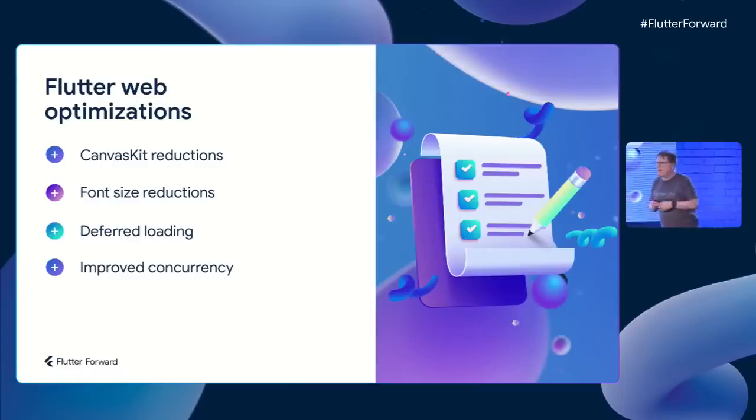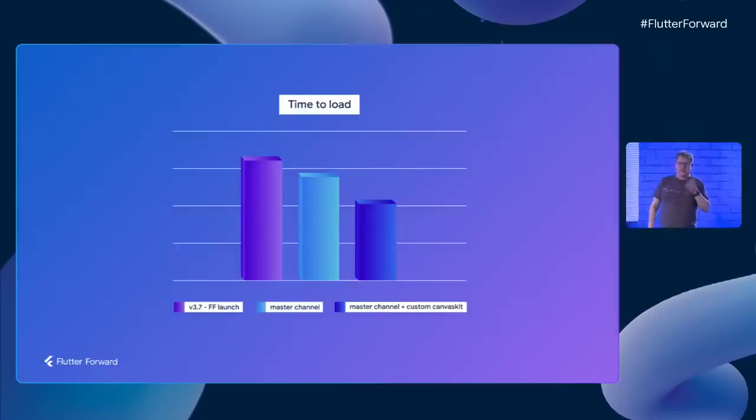And I want to show you a slide that demonstrates this in action. This is a slide that shows how we've been working, even since the 3.7 release we're shipping today, to improve the speed of loading the initial page. And what you can see here is we've done work on the current master channel and with a new custom CanvasKit that reduces the amount of time a page takes to load using Flutter by 40%.